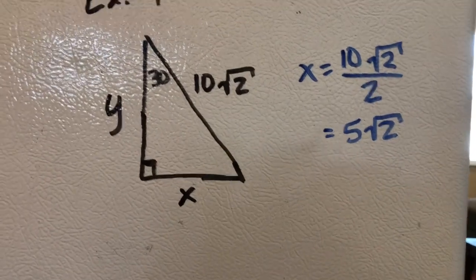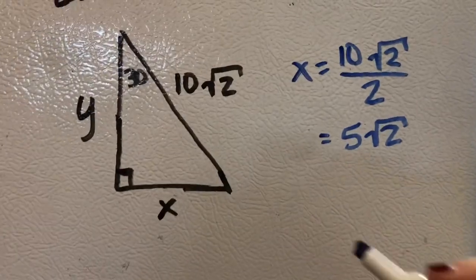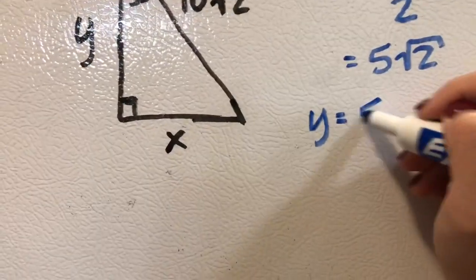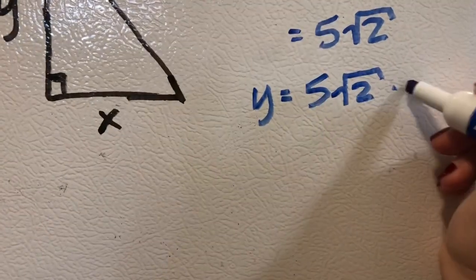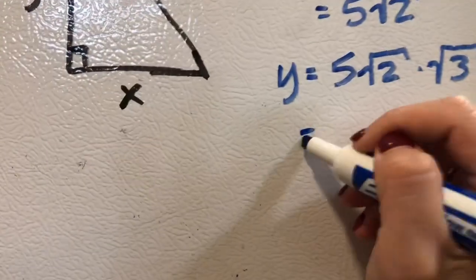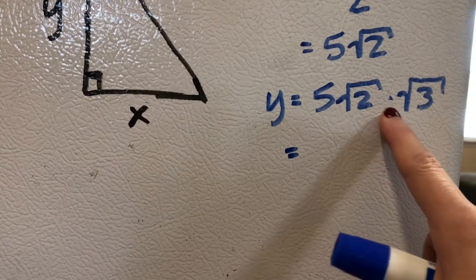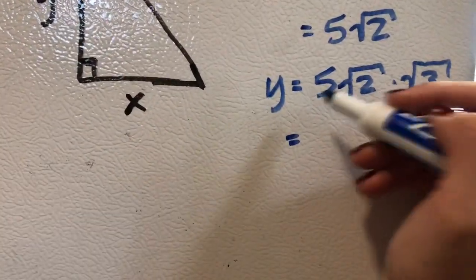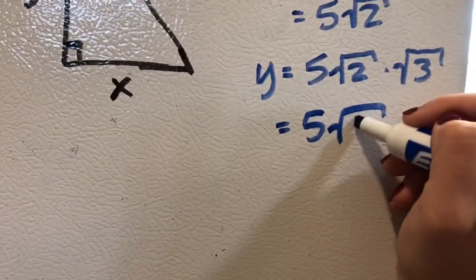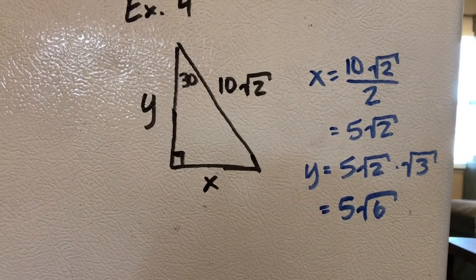For my long leg, remember from short to long, we're multiplying by radical 3. So I've got my 5 radical 2 that I found for the short leg times radical 3. Remember, when I'm multiplying something with radicals in it, I'm multiplying the outsides, multiplying the insides, so my outsides are just going to be 5. My radical 2 times radical 3 is radical 6. So I've got my 5 radical 2 and 5 radical 6.